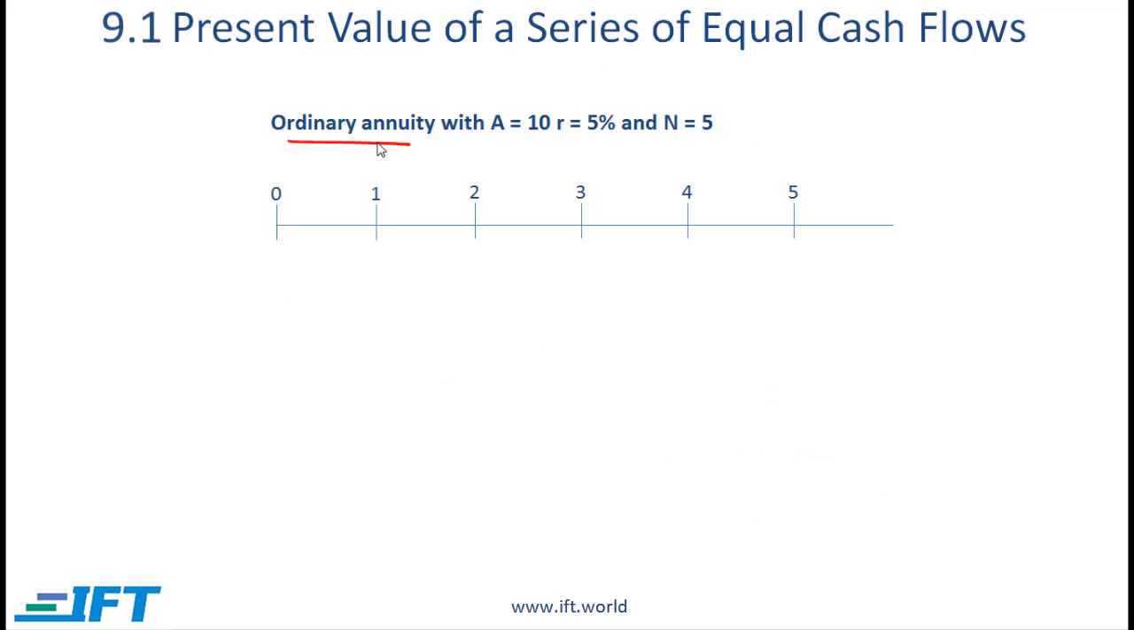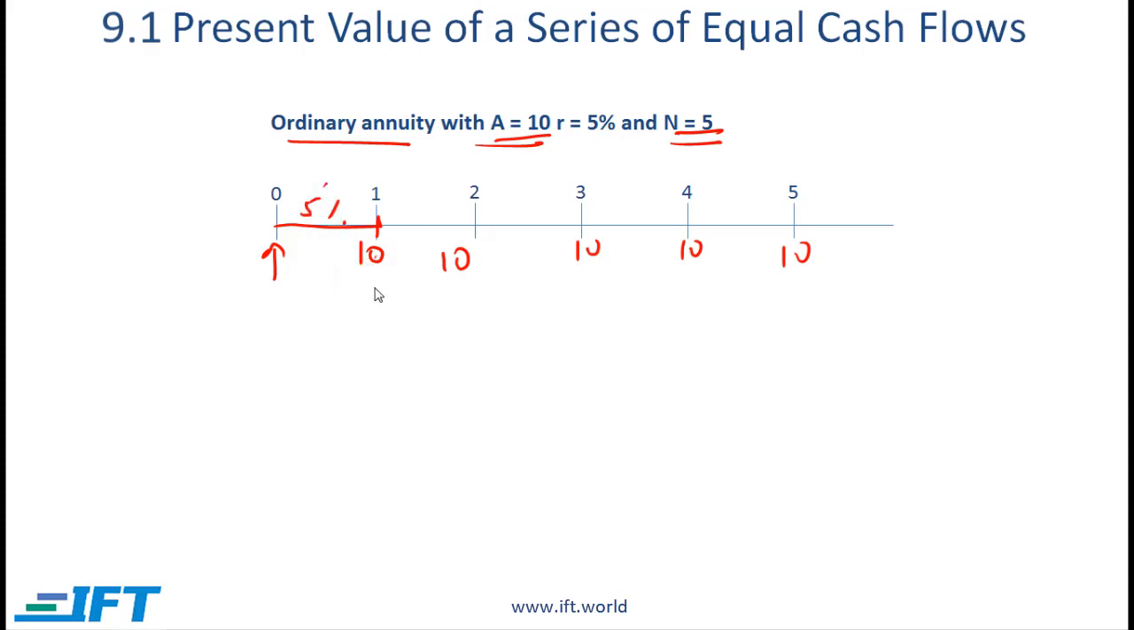And as you've seen before, an ordinary annuity means that the first cash flow will occur at the end of the current period. So if you are here at time 0, an ordinary annuity means that the first cash flow, which in this case is 10, will occur at the end of year 1 or end of period 1. When we say n is equal to 5, that means that this payment will happen 5 times, and the interest rate that is given is 5%.